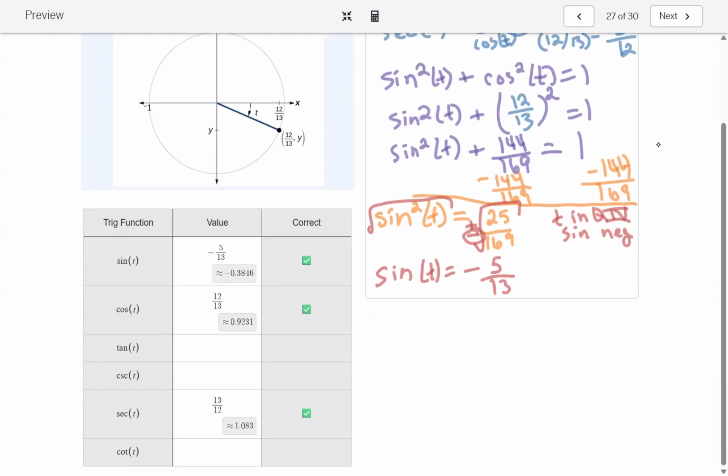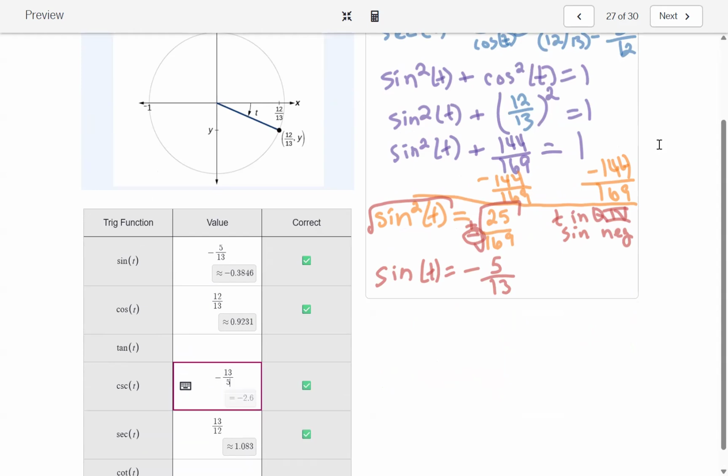So now I've got 3 of the 3. And in fact, I can sneak ahead and fill in the cosine. That's just my reciprocal of sine, so negative 13 over 5. So now I just got to figure out tangent so I can then do cotangent. So let's see if we can't squeeze that in here.